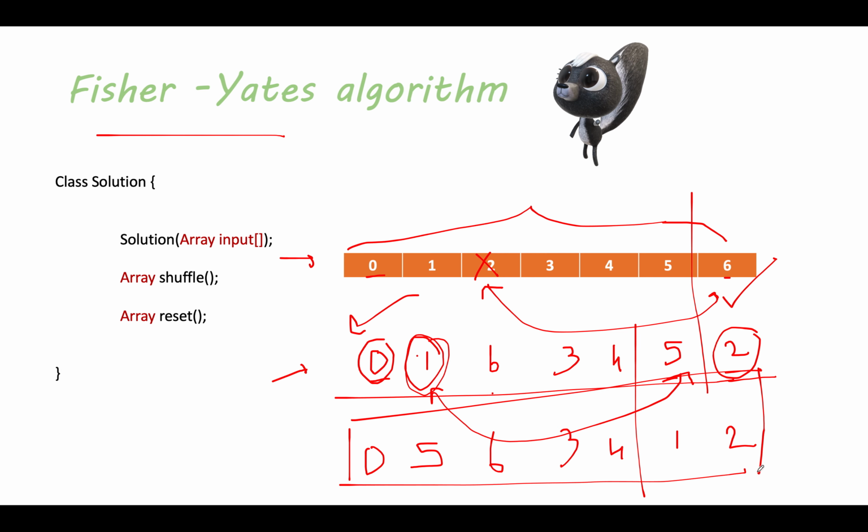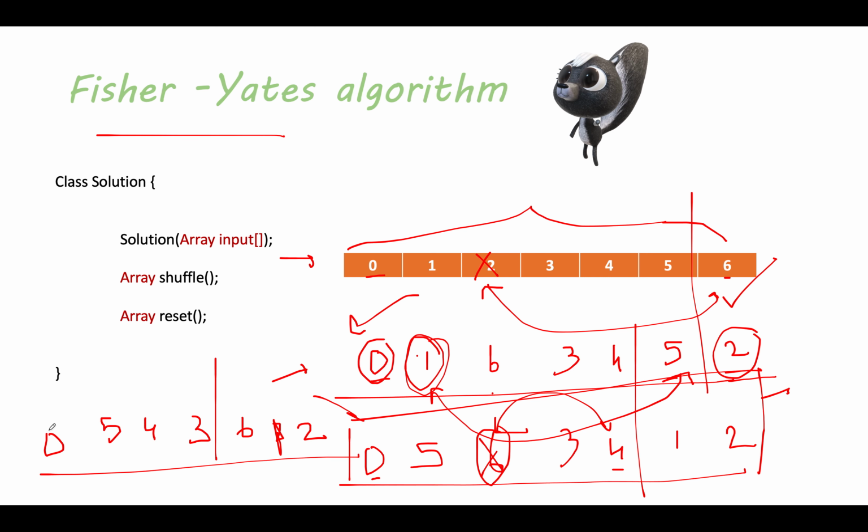Again, you will do the same thing. This is the unshuffled array, this is the shuffled array, and you'll pick up any random index from 0 up till 4, and let's hypothetically assume that you got 6 again. So you'll swap 6 with 4. What is the updated array? The updated array is something like this: 0, 5, 4, 3, 6, 2, 1, 2. And where does the boundary come into the picture? The boundary comes here.